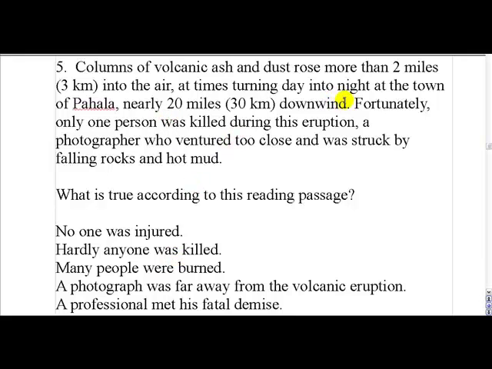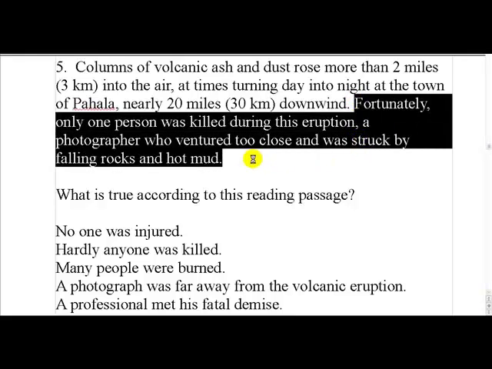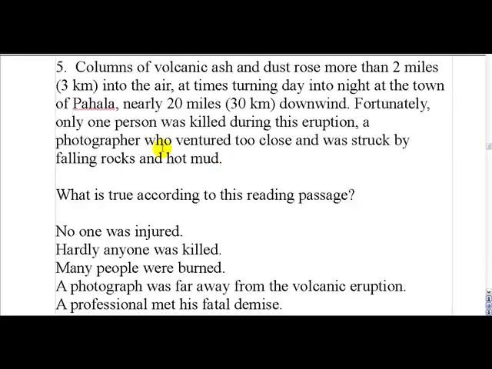So I think if you look at the last part of this reading passage, this gives you the information that you want to pay attention to. Now, of course, you also need to pay attention to who. What does who mean? Who means photographer. So the photographer, ventured means traveled. The photographer traveled too close and was struck by falling rocks and hot mud. We also know that one person was killed, and it means a photographer. It means who was a photographer.